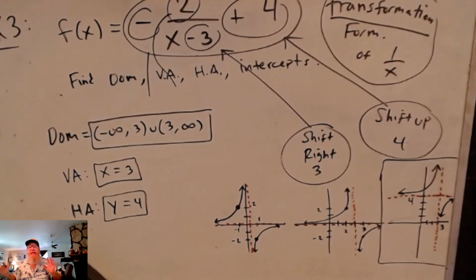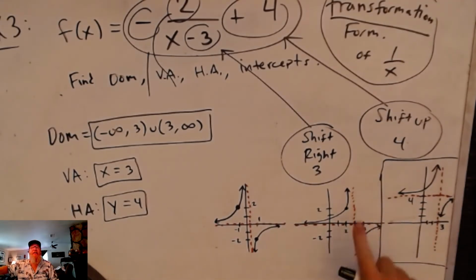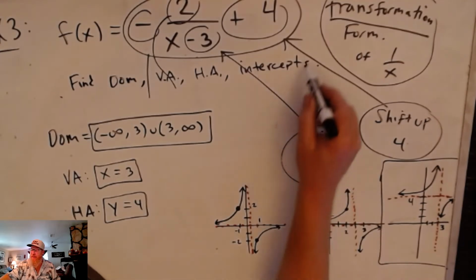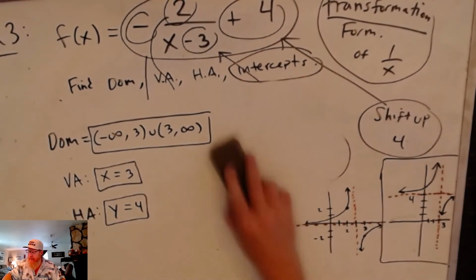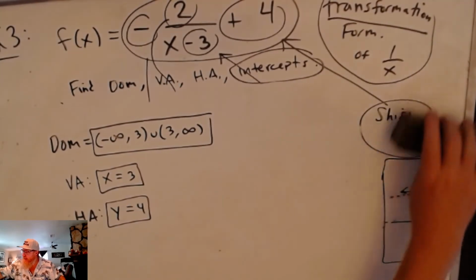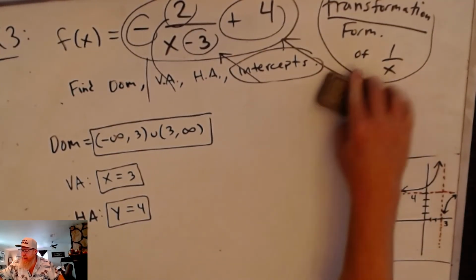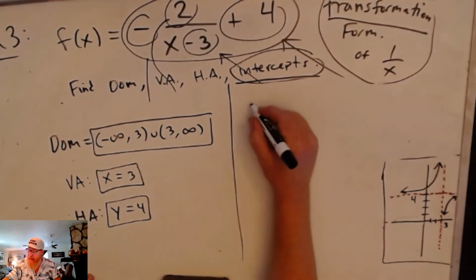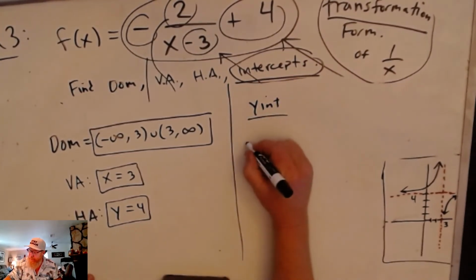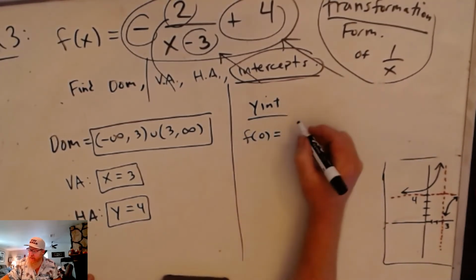Now, the only thing this transformation does not give you is the intercepts. Unless you're using a piece of graph paper and you're being very, very precise about all these transformations, the transformations typically don't give you the intercepts very easily. So for the intercepts, we just have to rely on the old method of plugging and chugging. So for the y-intercept, we plug in 0.